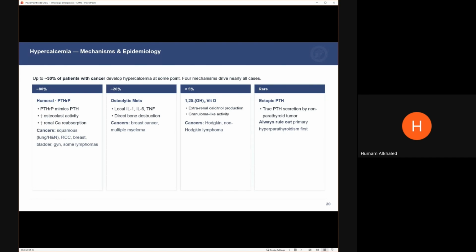The other mechanism is osteolytic metastases, in about 20% of patients. This is where we have local signals of inflammatory biomarkers like IL-1, IL-6, or TNF alpha or gamma, and these directly break down the bones. We mainly see this in multiple myeloma and sometimes in breast cancers when we have metastases. But in multiple myeloma, this is actually very, very common.